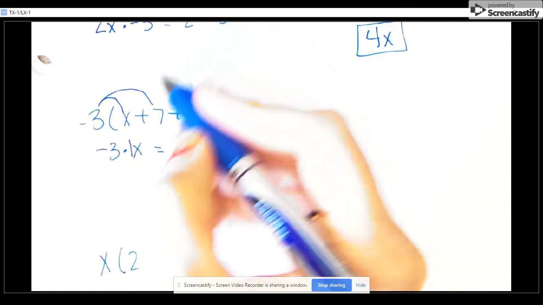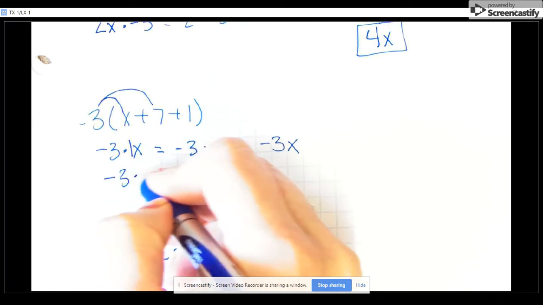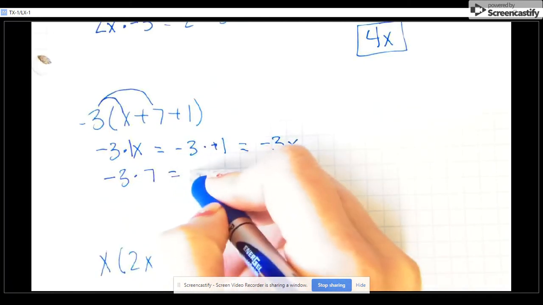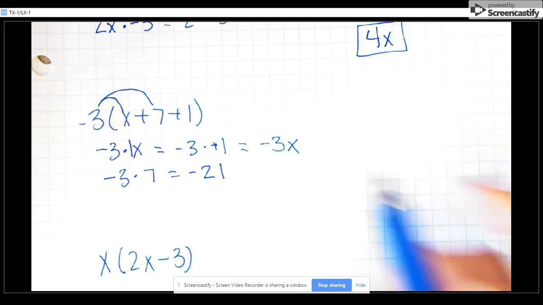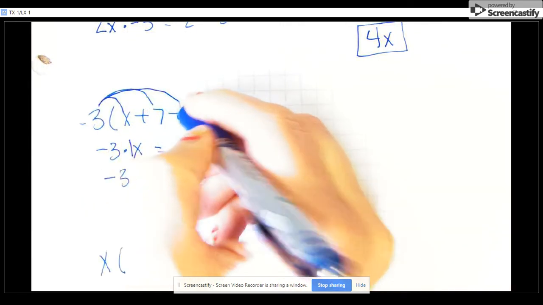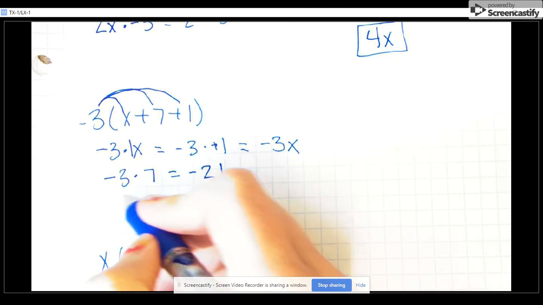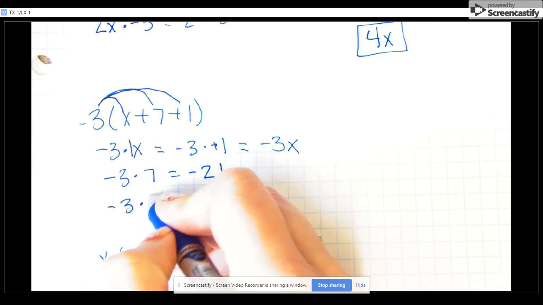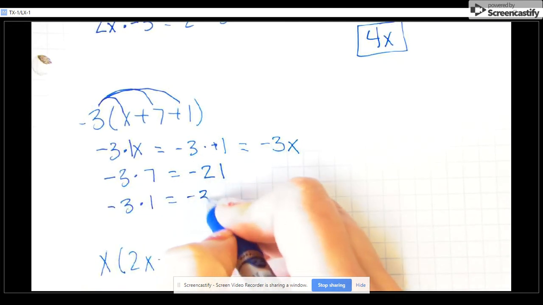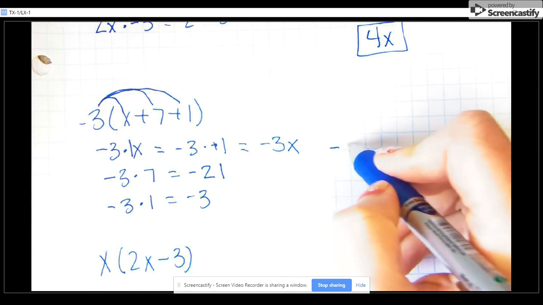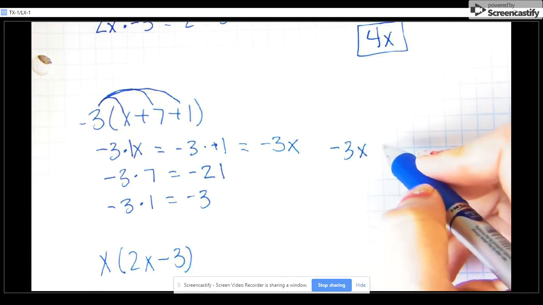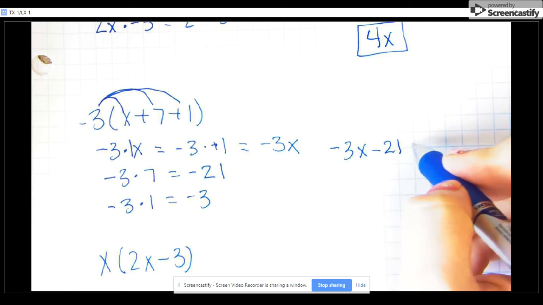Negative 3 times 7, we know is going to be negative 21. And finally, negative 3 times 1 is going to equal negative 3. Now that I have distributed that negative 3, I'm going to rewrite what I have, which is negative 3x minus 21 minus 3.